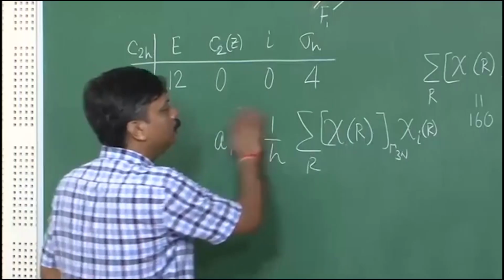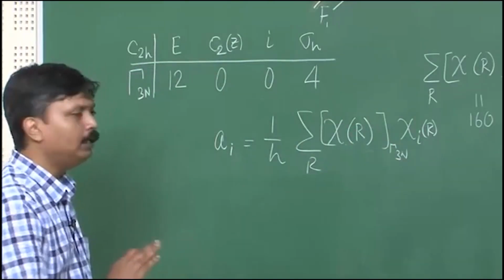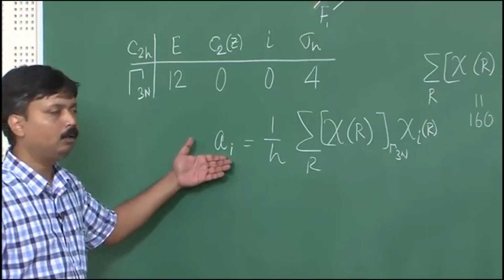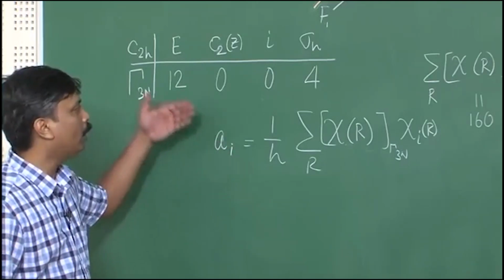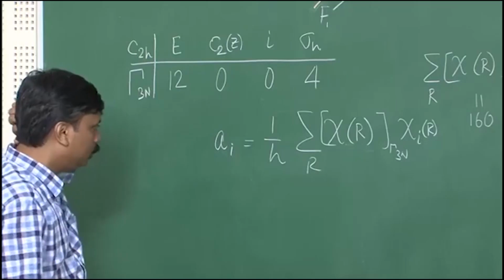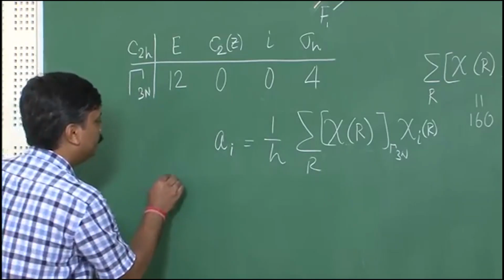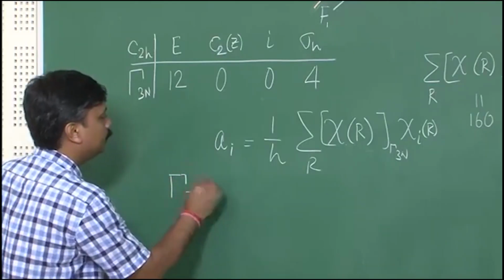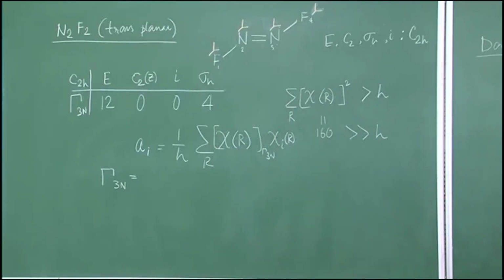So if I use this formula, then I can find out the number of times any particular irreducible representation will occur in this reducible representation. So what I can write here is that this gamma 3n is equal to, we will not solve this explicitly, rather we will just give you the final result.